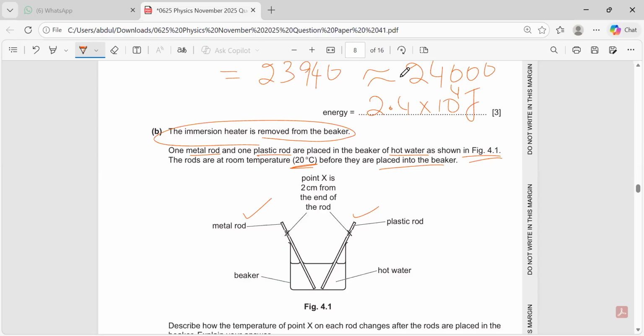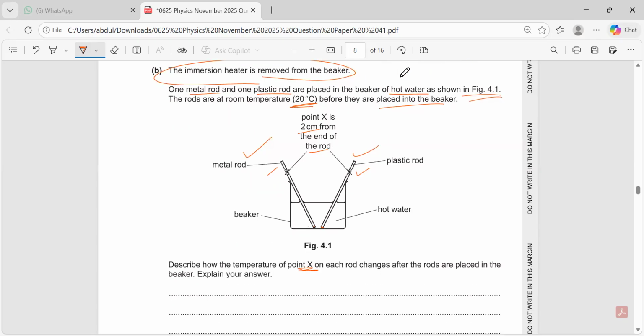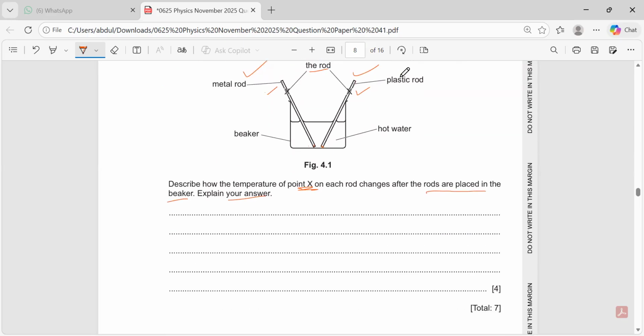Before they are put into the hot water, both of them are at what temperature? They are at 20 degrees Celsius. Okay. And there is a point X marked, 2 centimeters from the end of the rod. Anyhow, they are at the same distance from one end. Describe how the temperature of point X on each rod changes after the rods are placed in the beaker. Explain your answer. 4 marks.